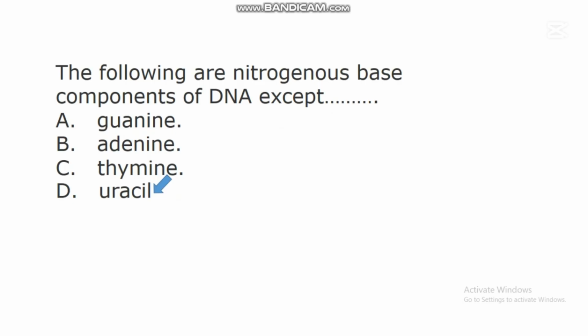Research has shown that the nitrogenous bases, or the complementary base pairs of DNA, are guanine, adenine, thymine, and cytosine. Adenine pairs with thymine, while guanine pairs with cytosine, but there is no uracil in a DNA molecule. Uracil is found in another molecule called ribonucleic acid, but in a DNA molecule there is no uracil in any part.